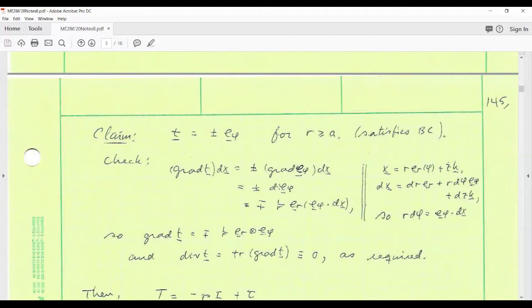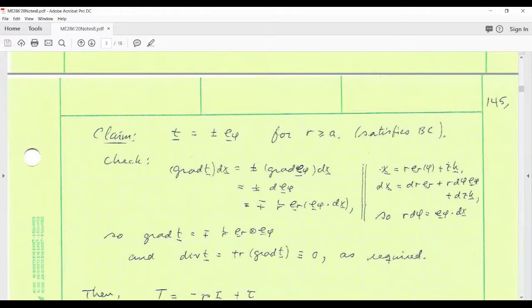Let's see, what would this be? That would be E phi derivative with respect to phi. Okay, so dE phi would be the derivative of E phi with respect to phi. That's minus ER, if you look back on the previous page, times d phi. So how are we going to get that?